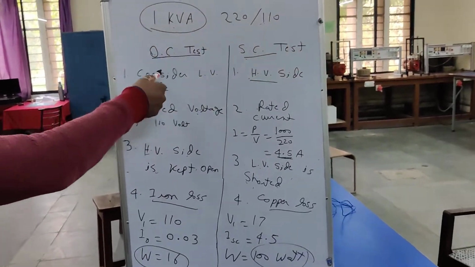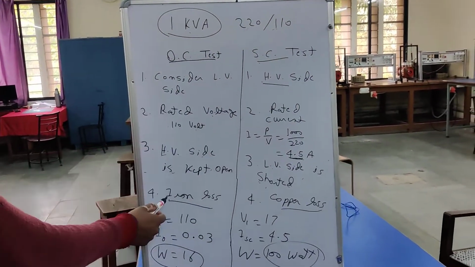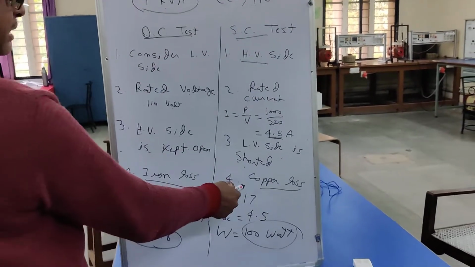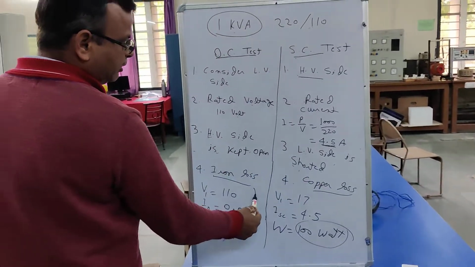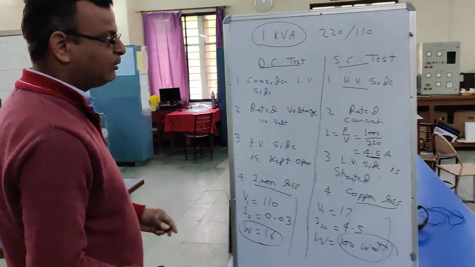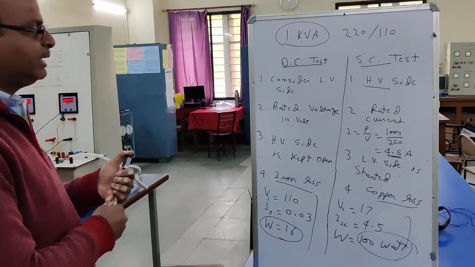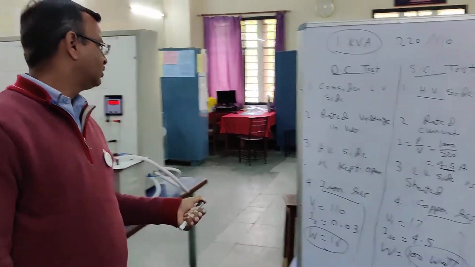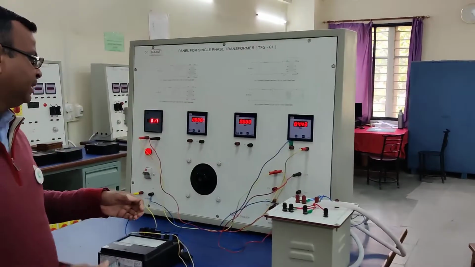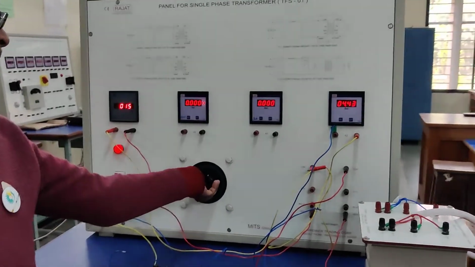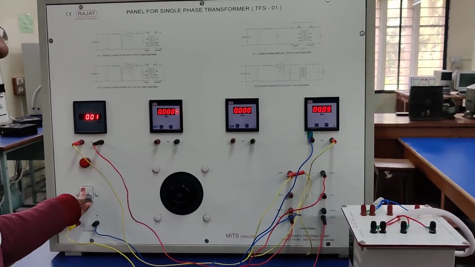So the open circuit test determines the value of iron loss, and the short circuit test determines the value of copper loss. With the use of these parameters, you may calculate the equivalent circuit of the transformer, as well as the efficiency. So this test is completed, and at last reduce the voltage and switch off. Thank you.